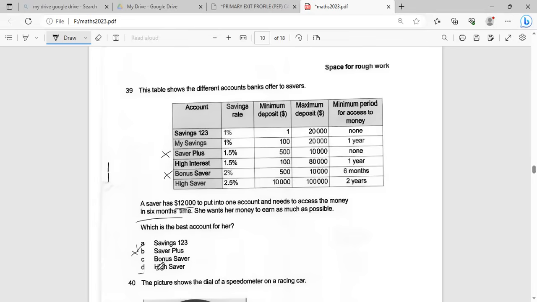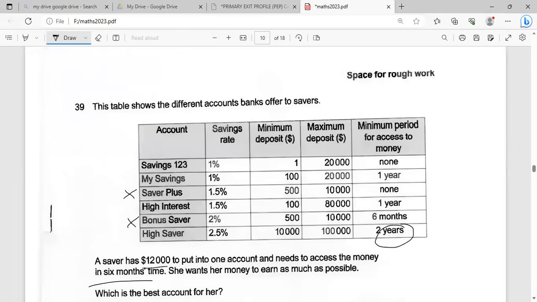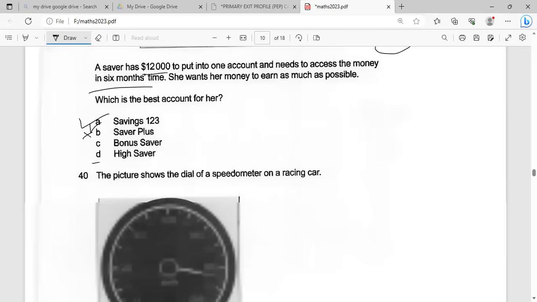Let me see what D says. iSaver, which is 2.5%. But guess what? The minimum time for access is 2 years. So A. That's the quickest time. None. You don't need no time. You just want to get your money. Oh, I'm telling you, man. 40.